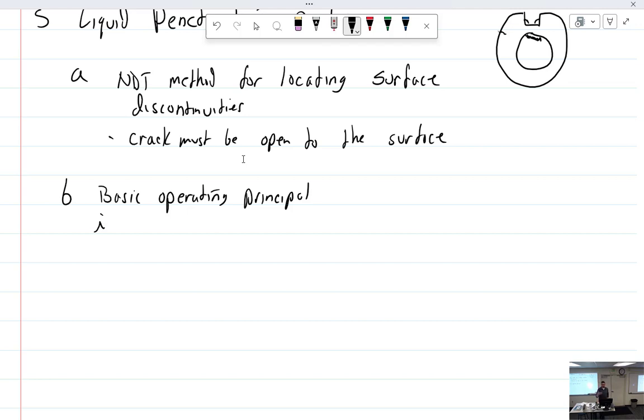So the very first thing we're going to do with this part that we want to inspect is clean it. I believe somewhere in here I'm going to talk about all the cleaning methods. We'll go into that in a little bit more detail, but we have to clean it in such a way that does not damage the part and allows it to be tested. Then the part is cleaned, dried, ready to go. Next step is?